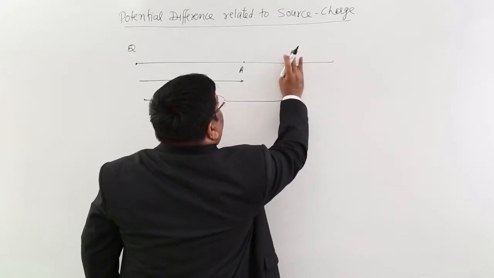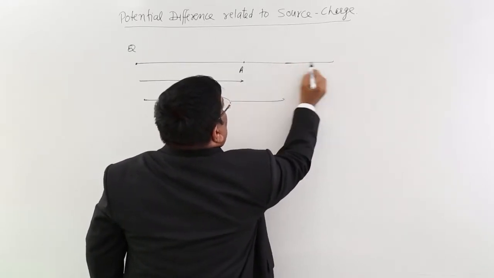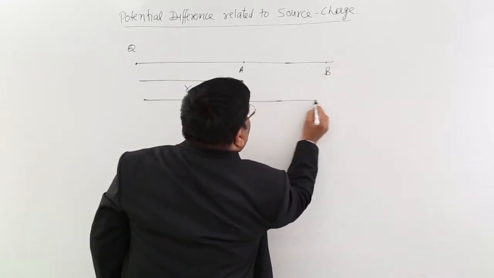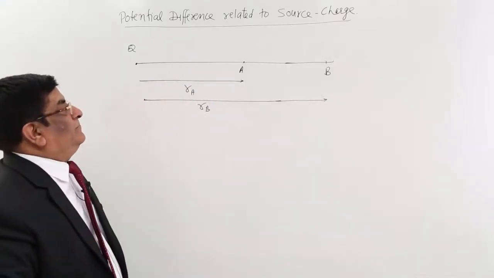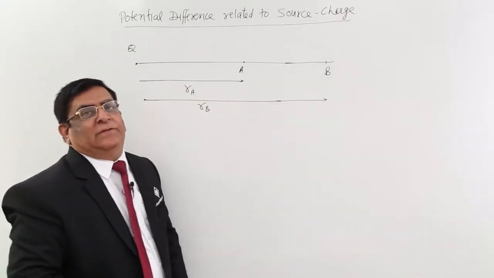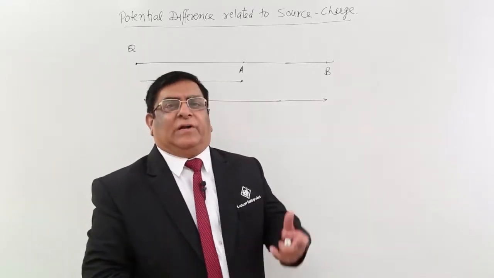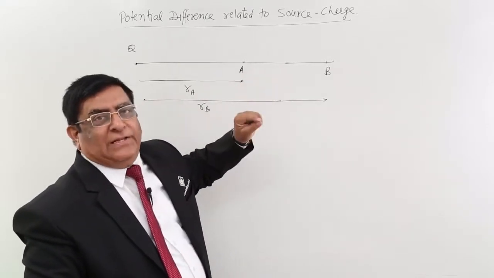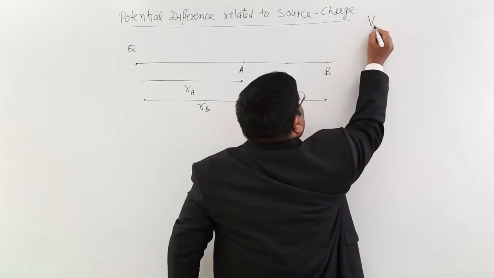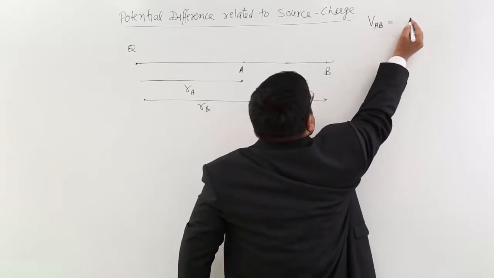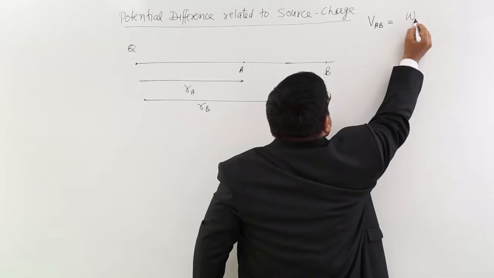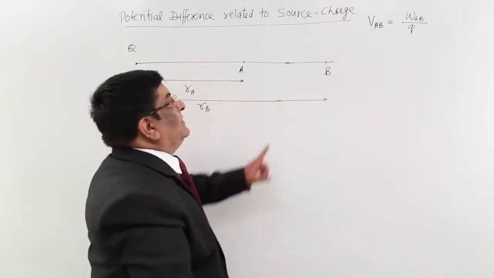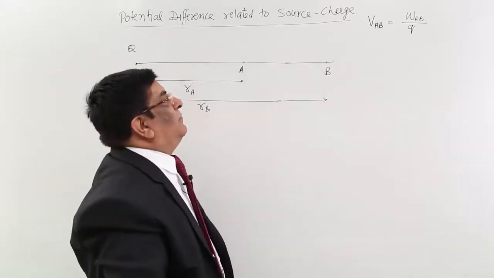Now, I want to find out the potential difference between point A and point B. Point A is at a distance RA and point B is at a distance RB. I know the basic formula. The basic formula for potential difference is whatever work I have to do going from B to A. If I find that, then I will know the potential difference from A to B, which will be equal to work done from B to A divided by charge carried. This is my fundamental formula on which I will be working.